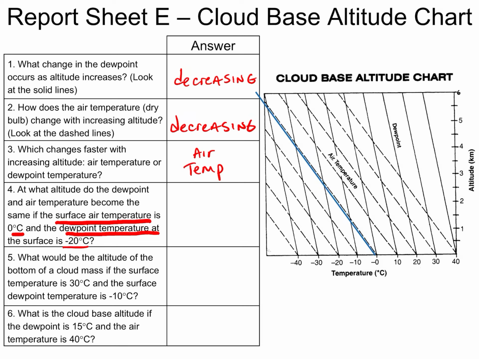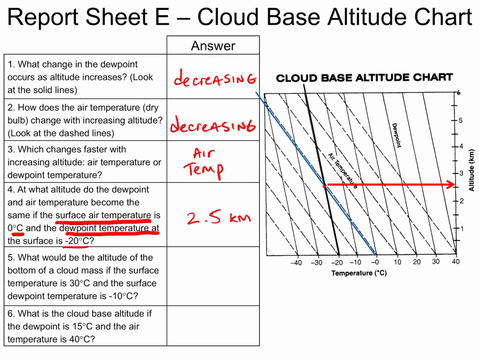The air temperature line for 0. I'm tracing out the 0 air temperature line, which is the dashed one, and the dew point of -20, which is the solid line over -20. Notice they meet right here. If you look at where they're meeting and go across, that tells you exactly the height of the cloud. So your answer for this would be 2.5 kilometers.